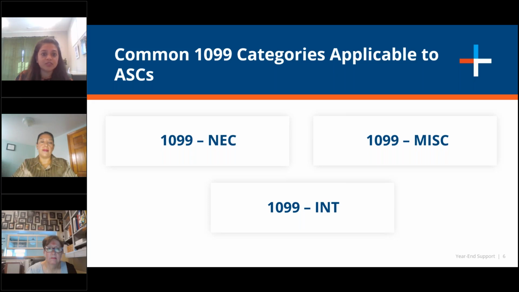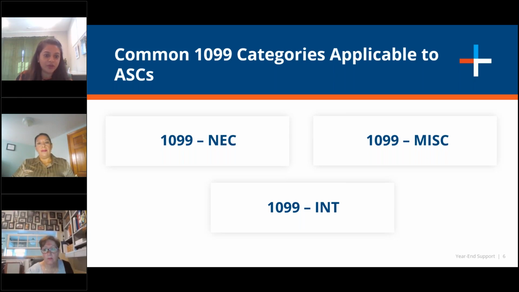So examples would be your medical director fees, maintenance contract, consulting, any agency staffing that you do, any billing or transcription services, those all would be included. The second one covered under this one is your payments to attorney.